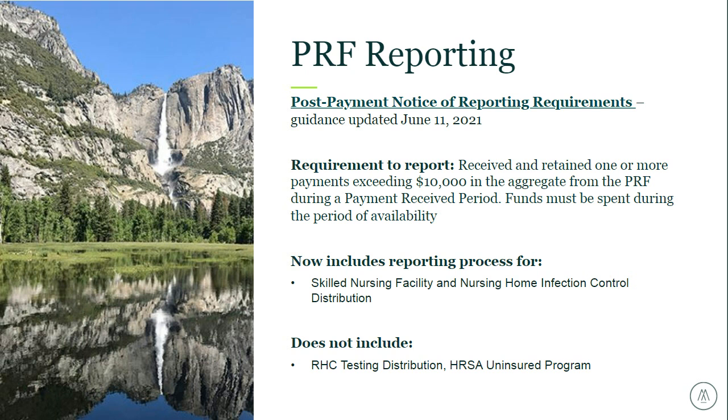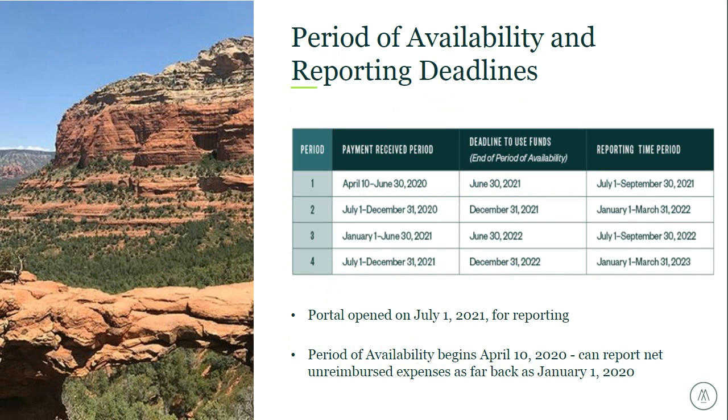So here is the timeline, straight from the guidance, of those 4 periods that they have described. The first one, payment received period, is April 10th through June 30th of 2020. So this captures those first general distributions that went out. For some folks, they got their phase 2 general distributions in this period, and there were quite a few targeted distributions that went out in this time, the SNF distribution, the high impact areas distribution.